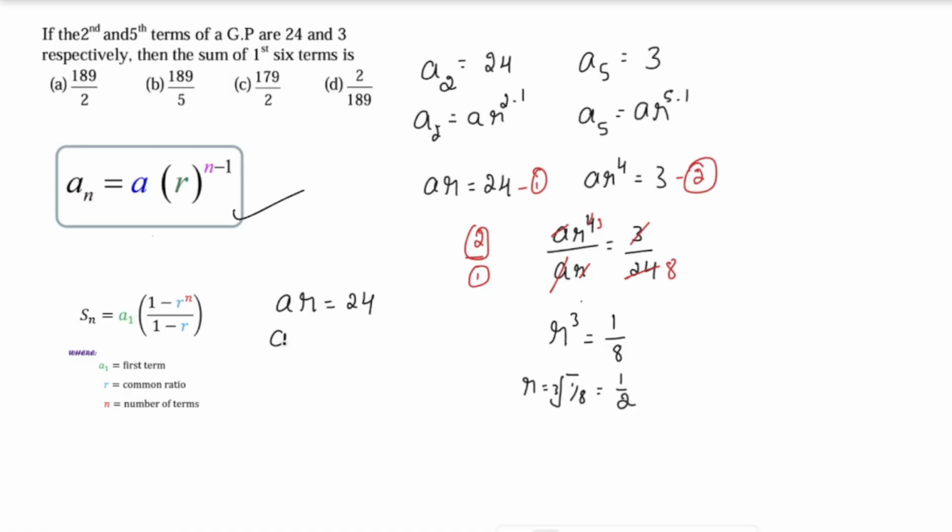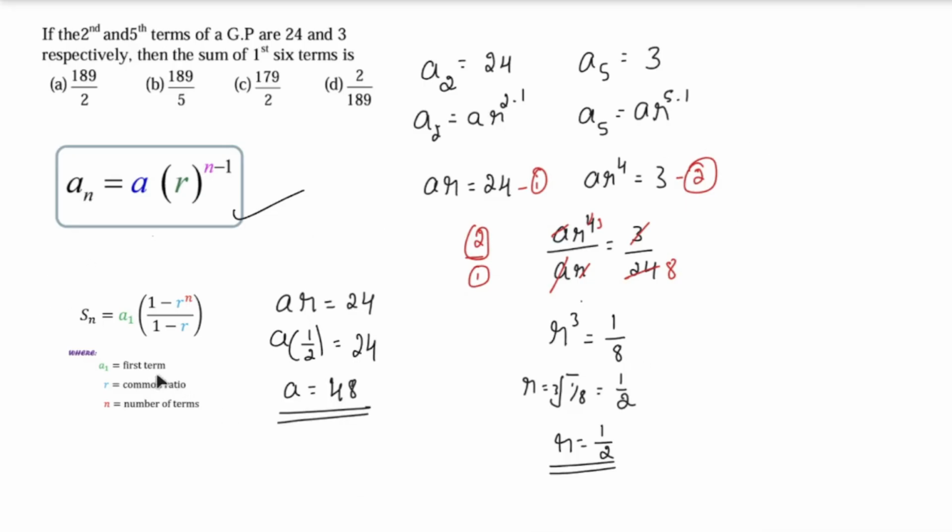Then a into r value, 1 by 2, is equal to 24. So if you multiply, a is equal to 48. A is equal to 48 and r value is 1 by 2. So these two are enough to find the sum of 6 terms. So now let's use this Sn formula.